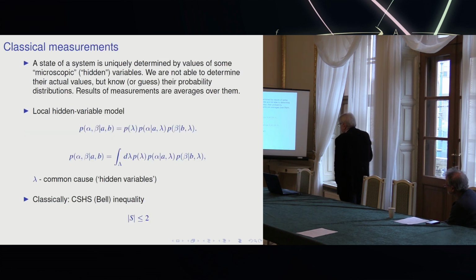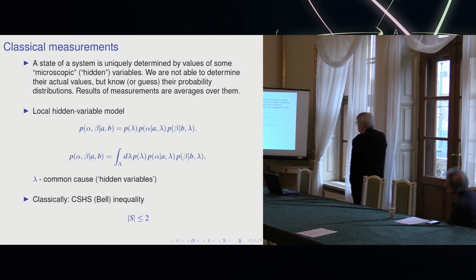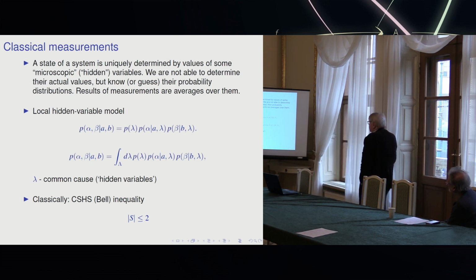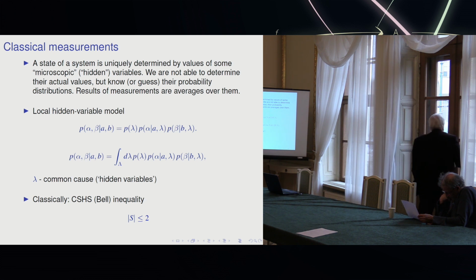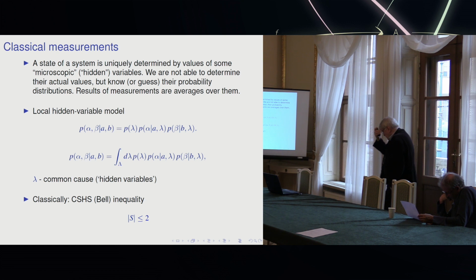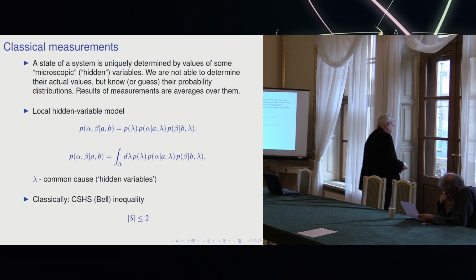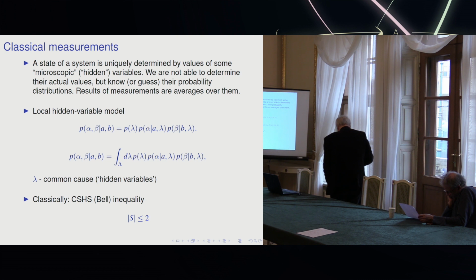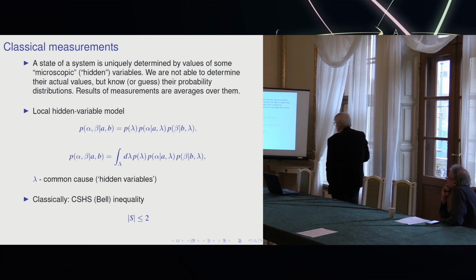and in the classical case, the state of a system is uniquely determined by values of some microscopic hidden variables. We are not able to determine their actual values, but know or guess their probability distribution. The results of measurements are averages over them. So we assume that when we measure, there are some other circumstances which determine these outputs, but this is the only uncertainty which we have. In any case, everything is calculated according to classical probability theory, and then, as you know, we obtain something like the Bell inequality, that it must be smaller than or equal to 2.